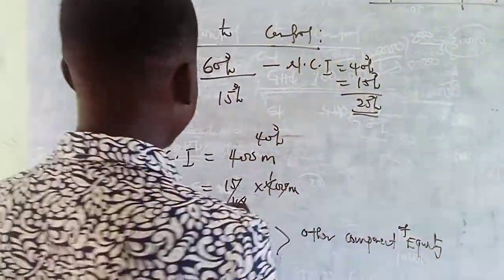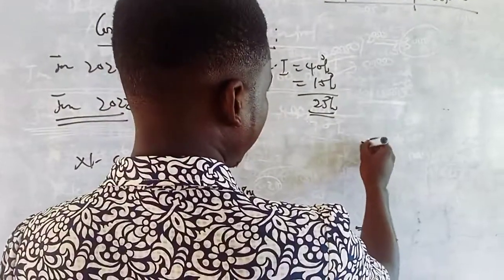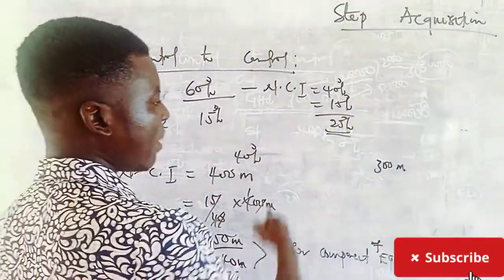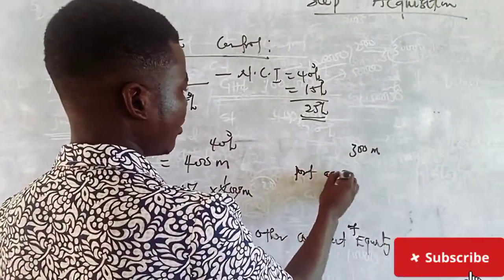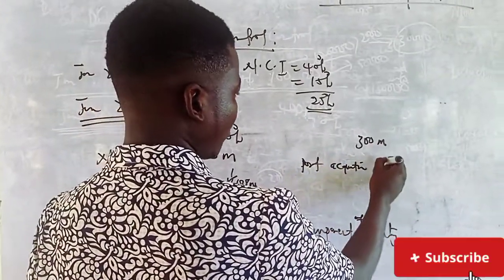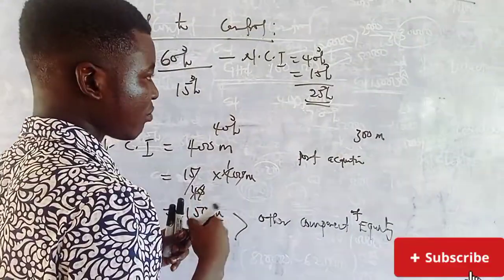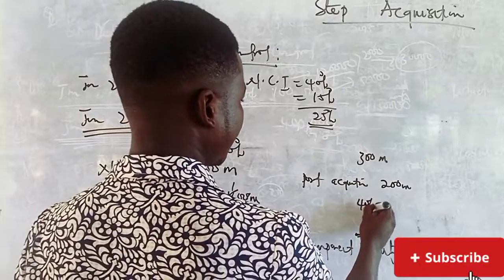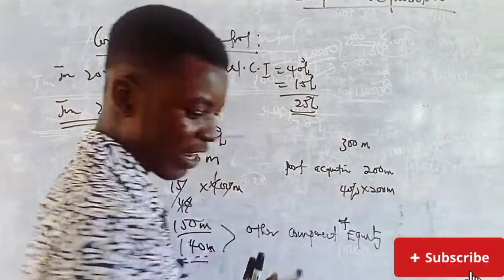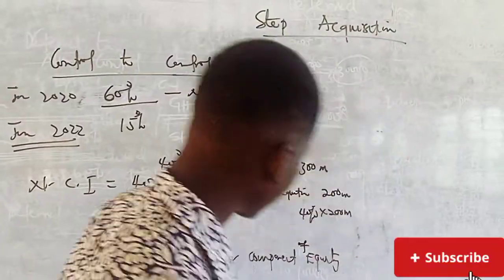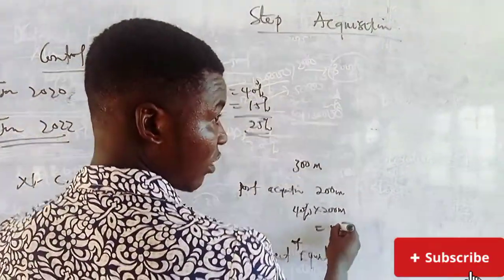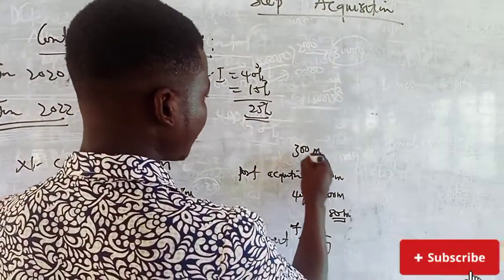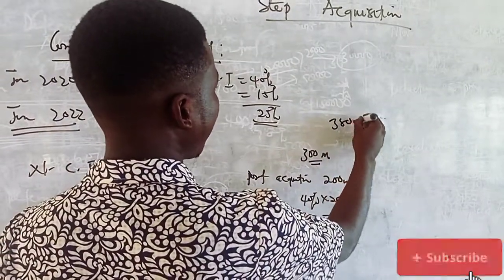So assuming at the date of the 60%, NCI was 300 million. So at acquisition, NCI was 300 million. But post-acquisition profit was 200 million. So the NCI share will be 40% times 200 million. Then you get that figure there. Okay, this will give us 80 million. Then we now can add the 80 million to this one. So we have 380. This will be the NCI at acquisition.